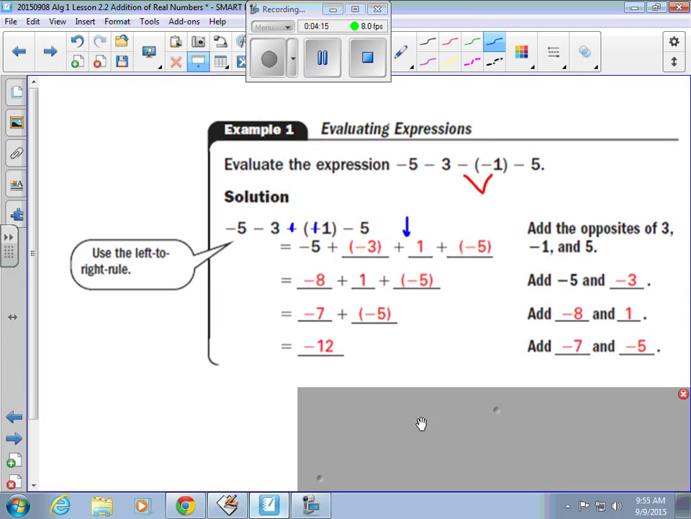So same signs, add them, keep the sign. Opposite signs, subtract them, keep the bigger sign.